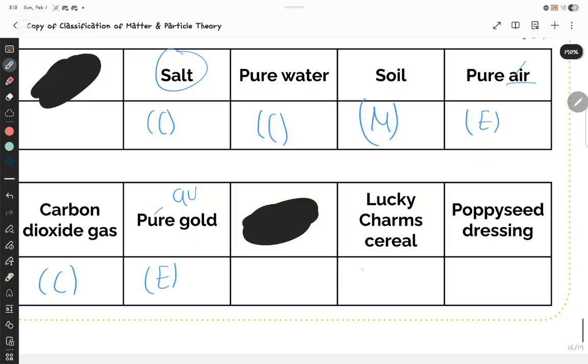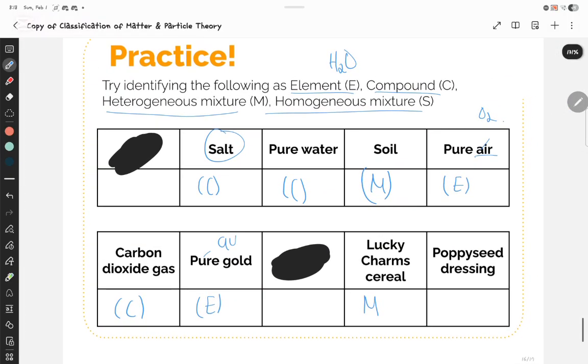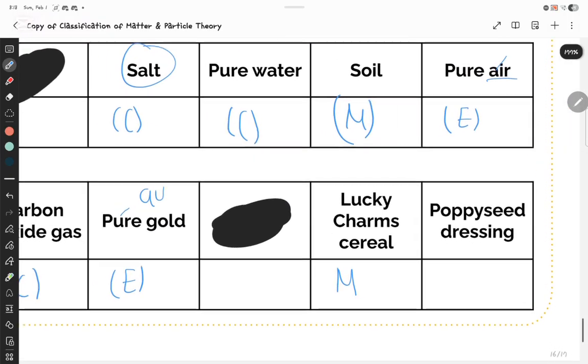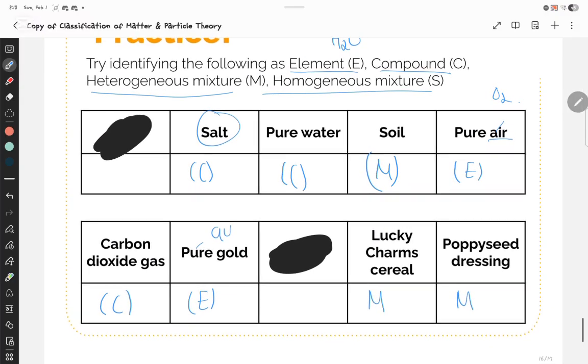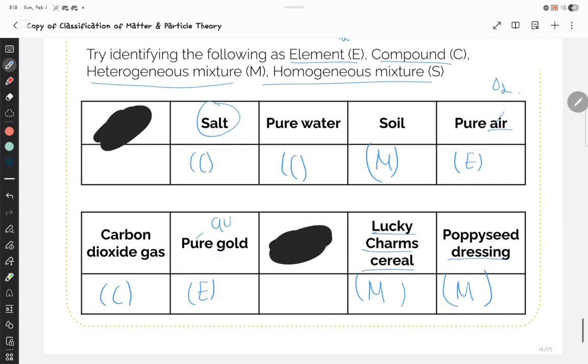Lucky Charms cereal, heterogeneous mixture. Poppy seed dressing can be a heterogeneous mixture as well, because you can literally see the individual poppy seeds. And Lucky Charms cereal has different colors of cereal, so you can obviously say that it is a heterogeneous mixture, because you can identify that this is a red piece, or this is a blue piece. You can identify it as a heterogeneous mixture.